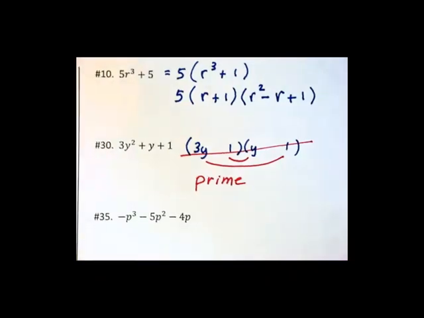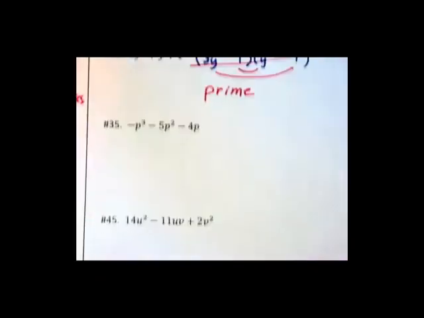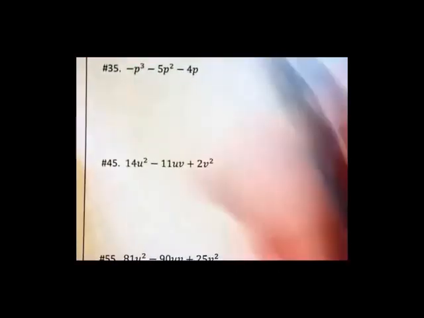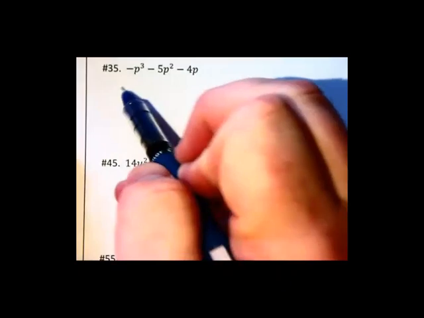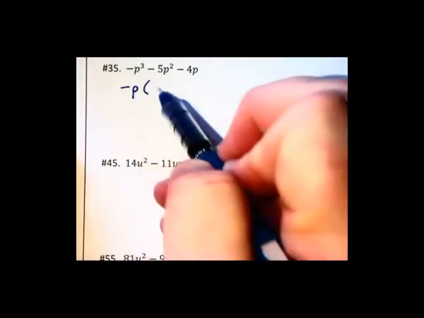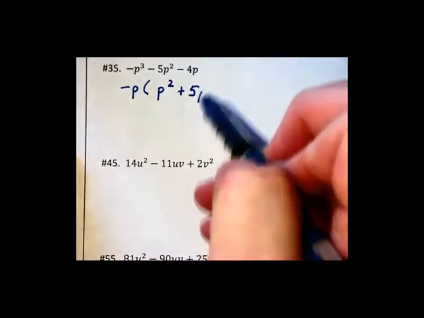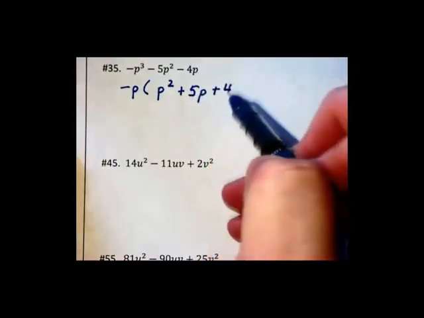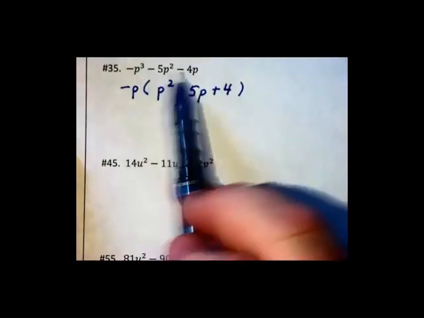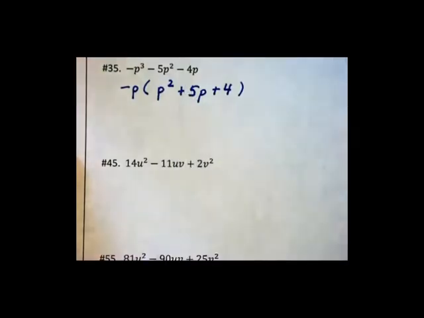And that happens every once in a while. Number 35. A GCF of negative p can be factored out. That leaves us with p squared plus 5p plus 4. Notice how the signs in the middle changed when I divided by a negative.